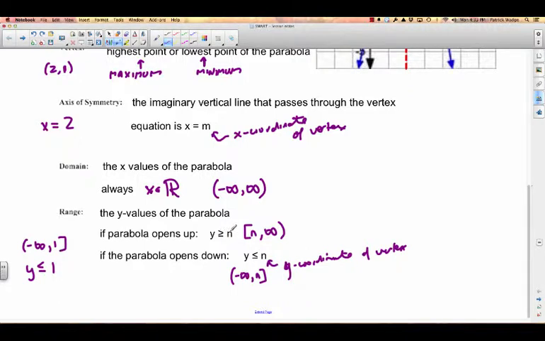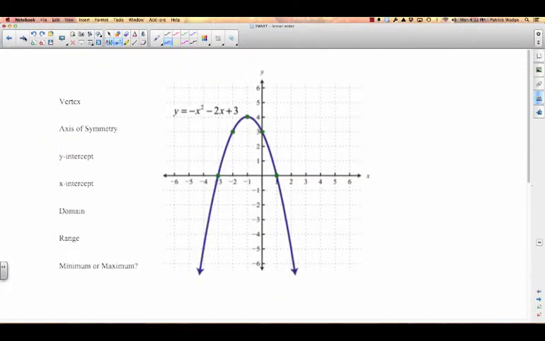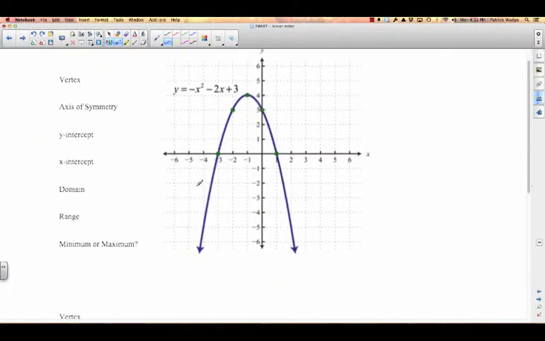Okay, you'll get used to this. I know it sounds pretty complicated, all the stuff I've done here, but you're going to get used to it. In fact, we'll do an example right now, and I bet you'll surprise yourself how much of this you understand. Okay, this parabola right here, let's find the vertex.